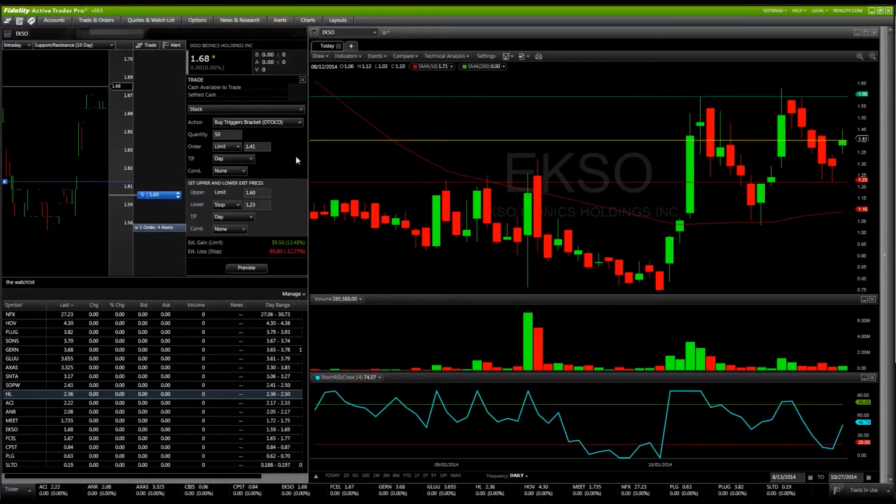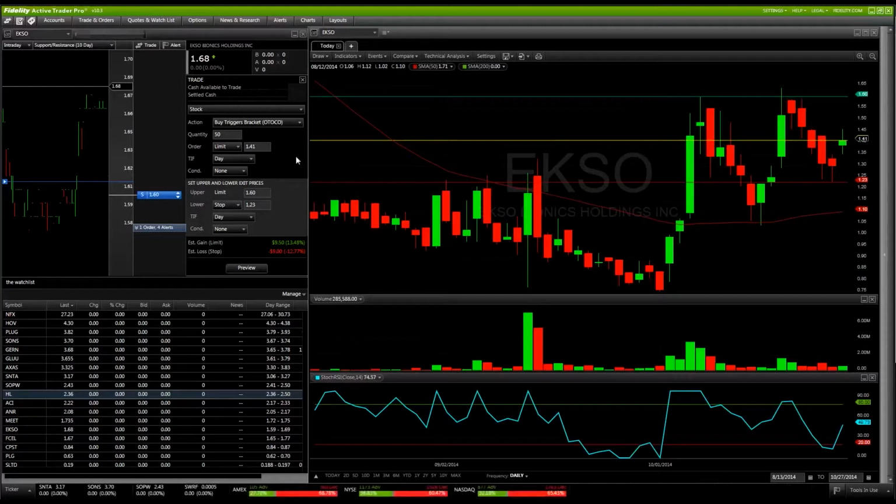Okay, so we're looking at Fidelity's Active Trader Pro, and right over here on this window, this is called the Trade Armor, and it allows you to use a buy triggers bracket. So you could set a price at which you want the stock to buy, a price at which you want it to sell on the high end, and of course a stop where you want it to sell on the low end. I don't really use this particularly for actually placing the trade, but it comes in handy when you get to plug in your numbers and see your profit and loss.